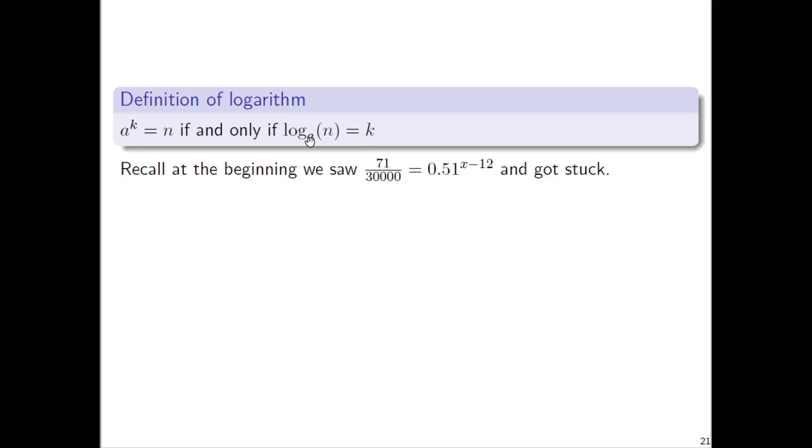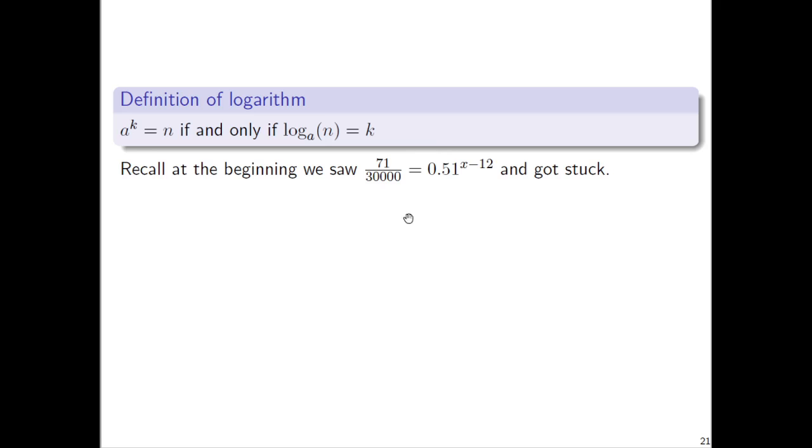Okay, for reference again at the top, there's one way of stating the definition of logarithm. We saw this equation at the beginning, like 71 over 30,000 equals 0.51 raised to the x minus 12 power, and we got stuck. So how do we solve this? Sometimes people stare at this and say, oh, I should divide by 0.51 on both sides, but it's not 0.51 times the quantity x minus 12. If it were, sure, that would make sense, but this is 0.51 raised to the power x minus 12.